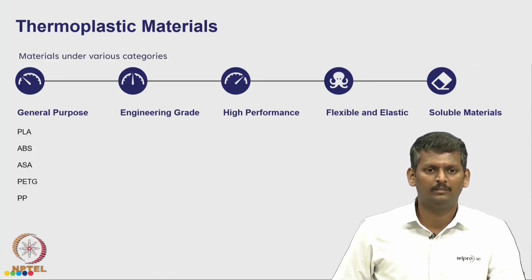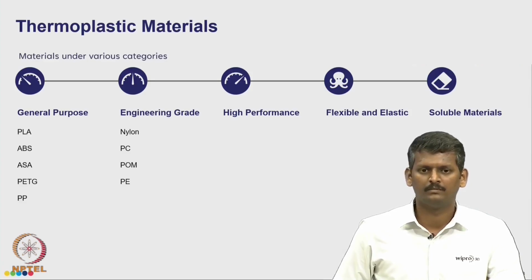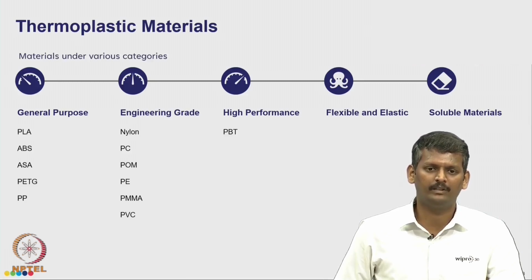and in the engineering grade we have seen nylon, polycarbonate, polyoxymethylene, polyethylene, polymethyl methacrylate and PVC. And in the high performance category, we have seen polybutylene terephthalate, polyether ketone, polyether ether ketone, polyether ketone ketone and polyetherimide. And in the case of flexible and elastic material, we have seen TPU material, thermoplastic polyurethane and styrene ethylene butylene styrene.